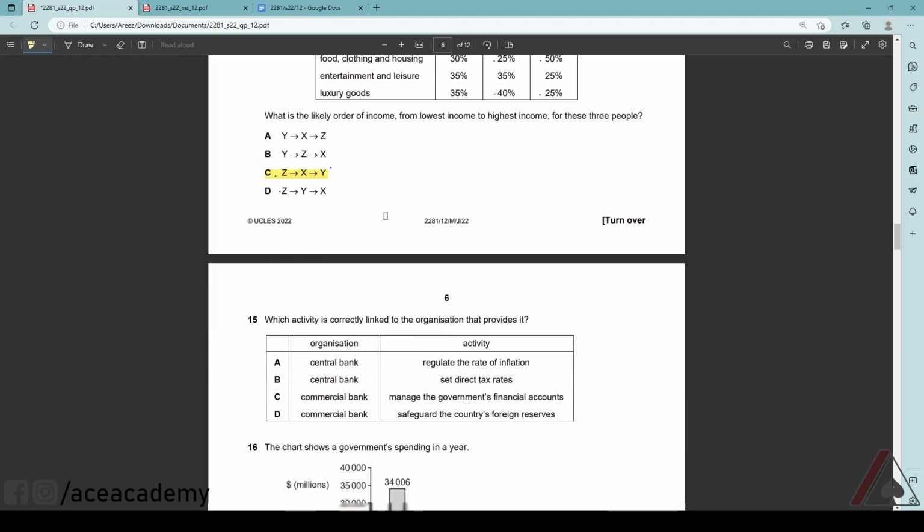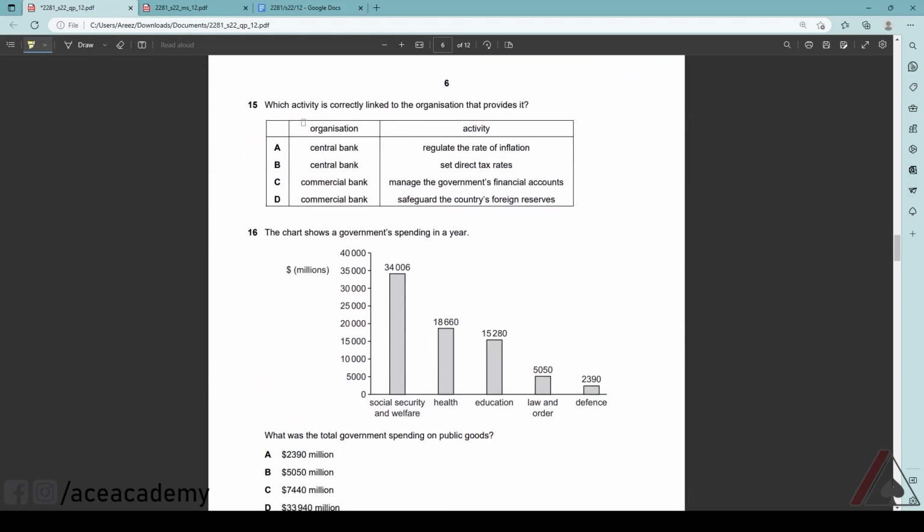All right. Number 15. Which activity is correctly linked to the organization that provides it? Central bank regulates the rate of inflation. It is true. Central bank does regulate the rate of inflation because they are the ones who control the money supply, etc., in the economy. Therefore, central bank does have the obligation to regulate the rate of inflation.